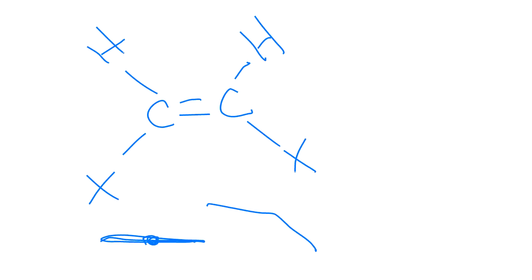What kind of a geometric isomer is this? In other words, is it a cis or a trans?